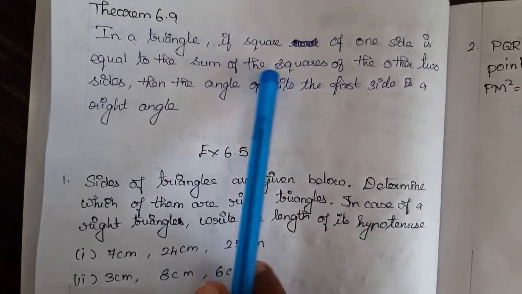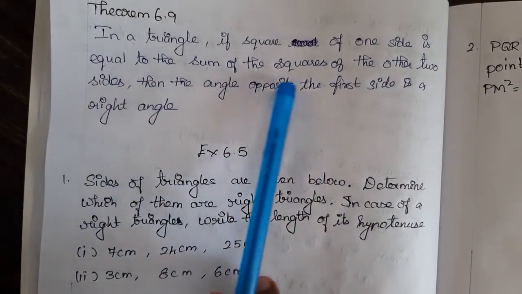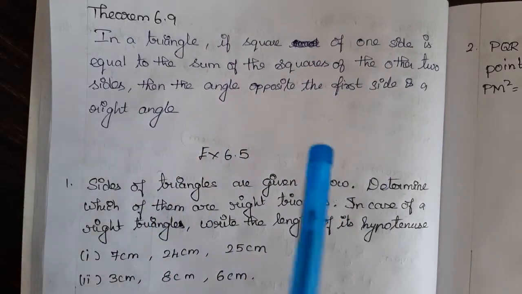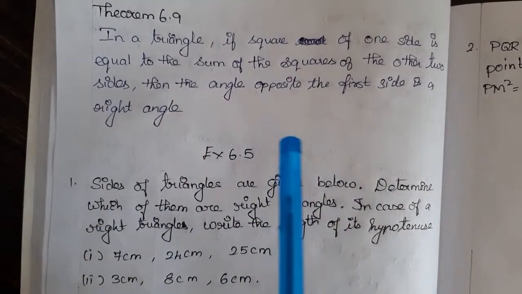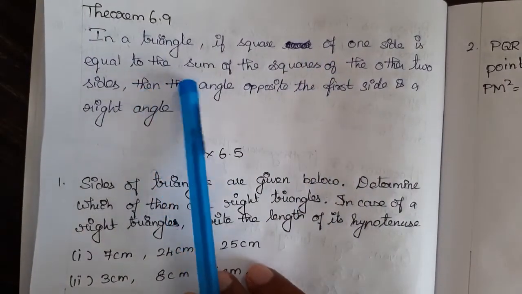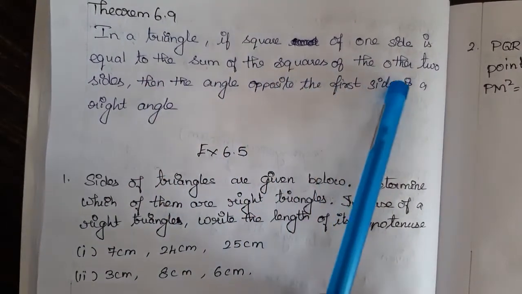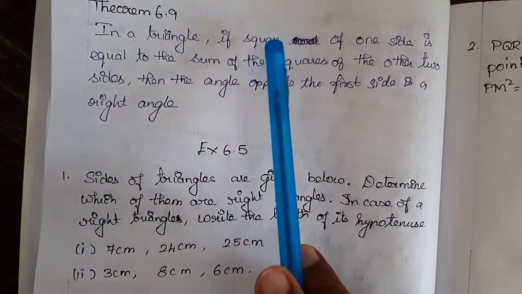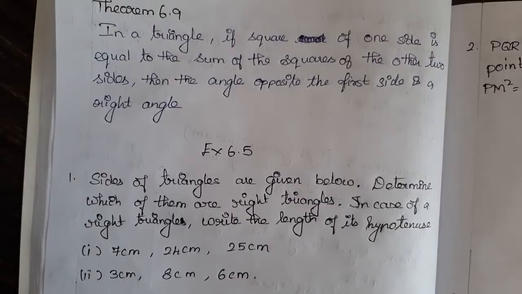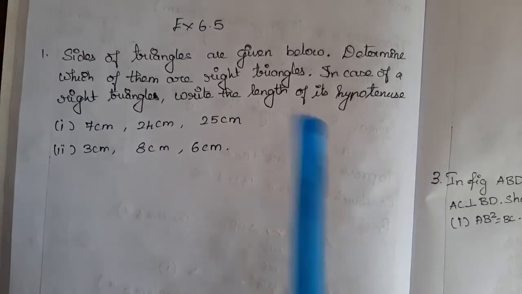In a triangle, if the square of one side is equal to the sum of the squares of the other two sides, then the angle opposite to the first side is the right angle. This is like a converse of the Pythagoras theorem. If we prove that the square of one side is equal to the sum of the squares of the other two sides, then the angle opposite to the side we have chosen will be a right angle. So here we go for the problem.